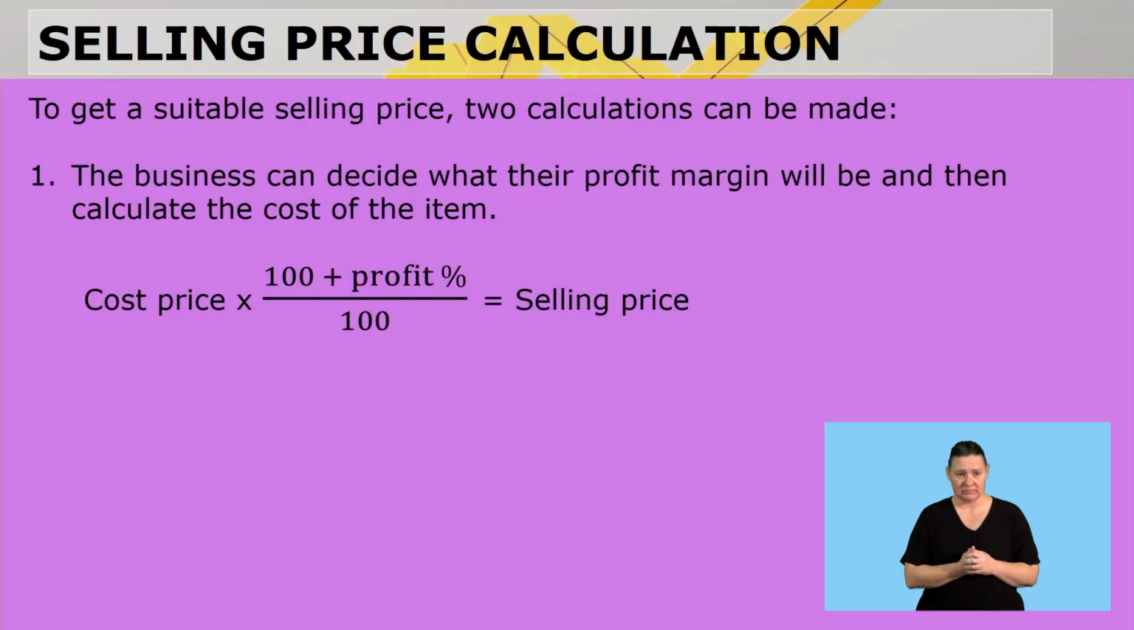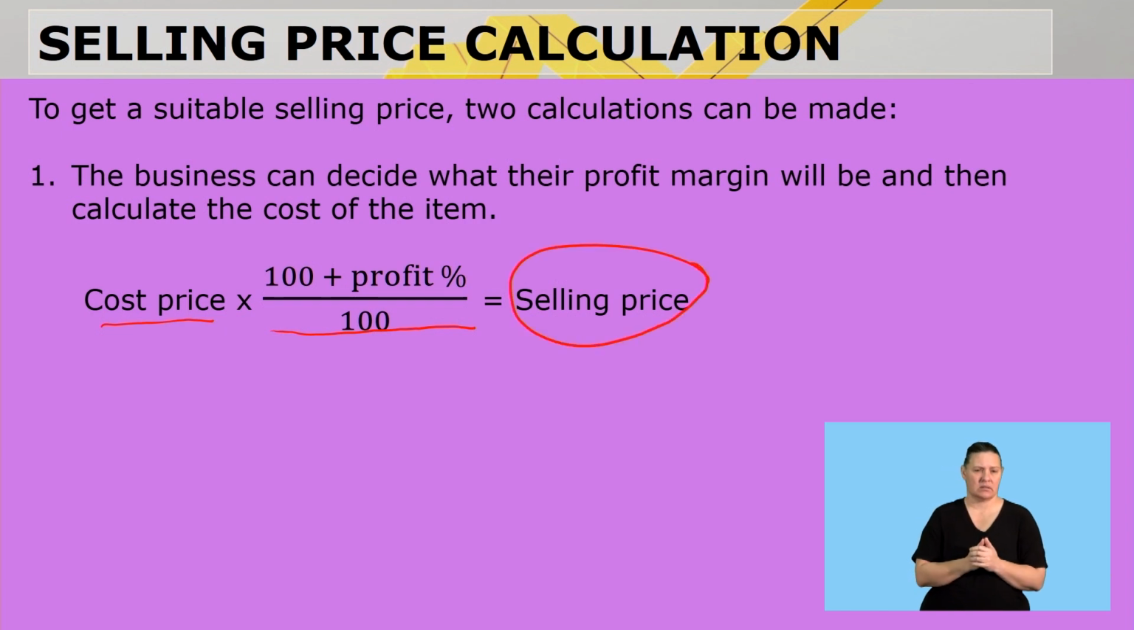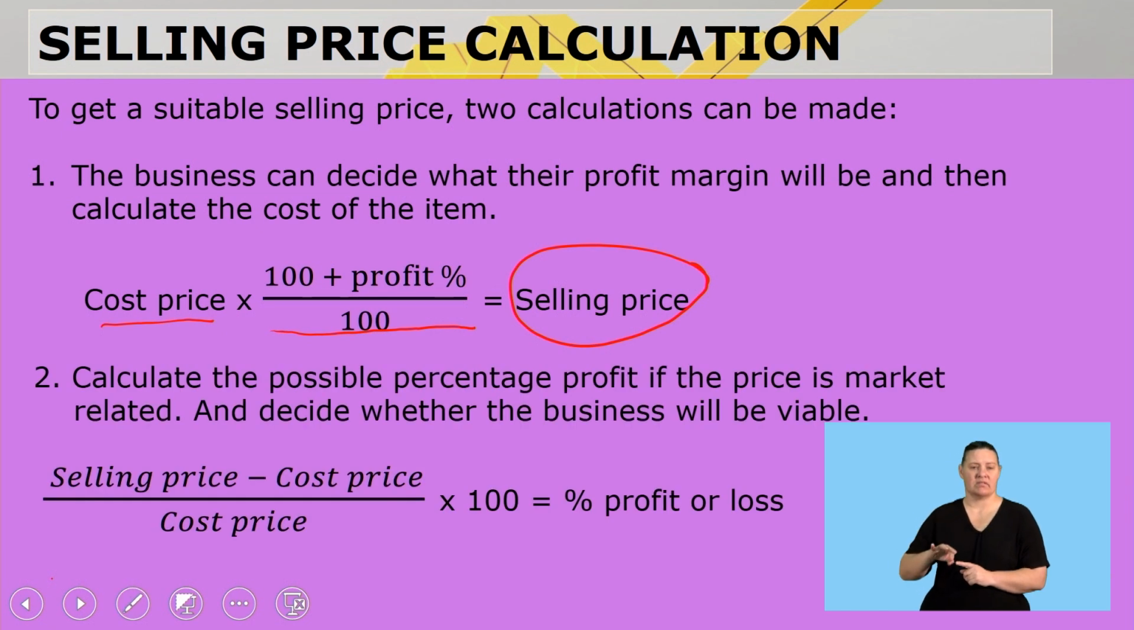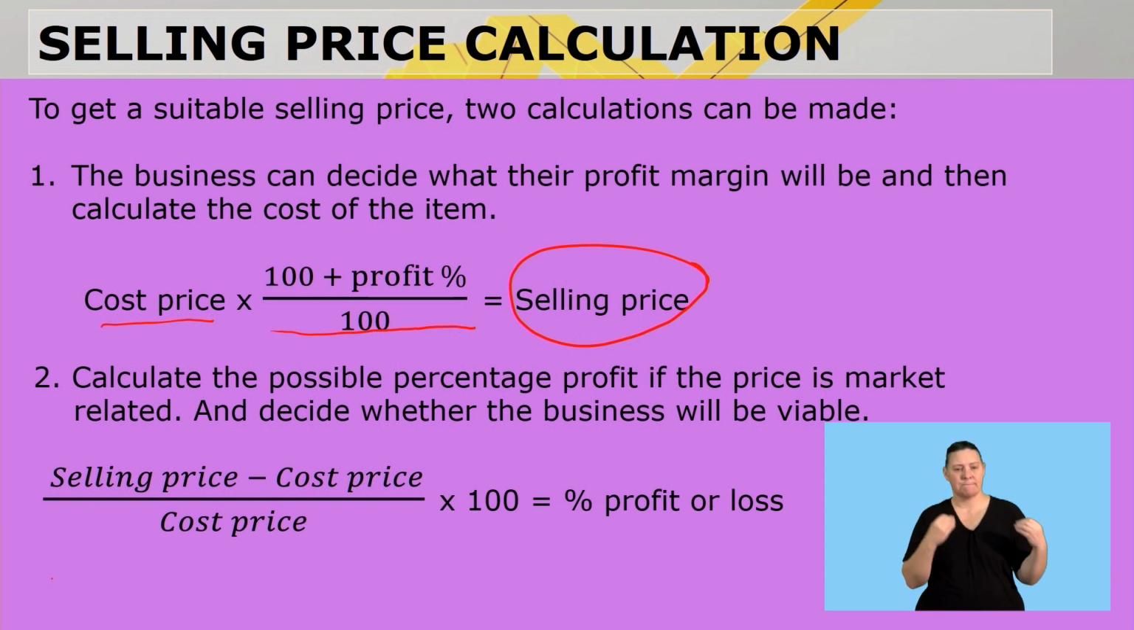If we look at a selling price calculation, to get a suitable selling price, two calculations can be made. Number one, the business can decide what their profit margin will be and then calculate the cost of the item. Then it would be the cost price times the profit margin plus itself, and that will be the selling price. Or the other one, to calculate the possible percentage profit if the price is market related, and then decide whether the business will be viable.